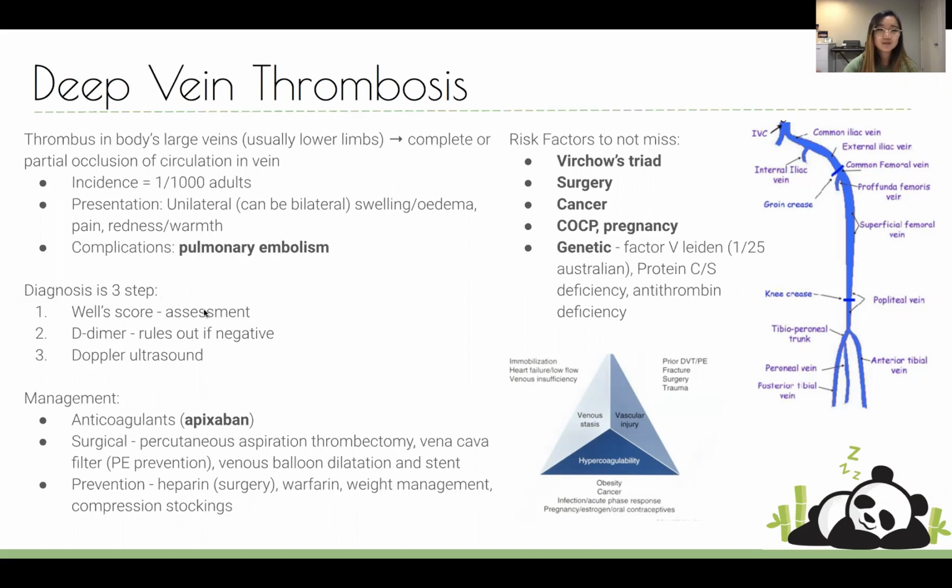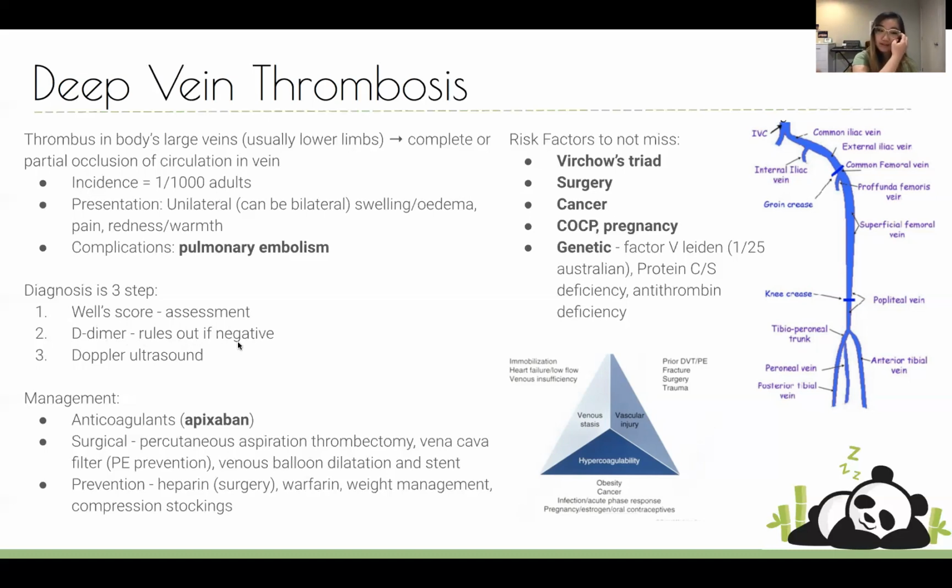Diagnosis is 3-step. You do a Wells score, and that's a risk score. A D-dimer if it's unlikely. And the thing with D-dimer is it rules out if it's negative, but if it's positive, then you don't know what it is. And that's because it's sensitive. So if it's there, it'll be positive, but it's not specific. And so it's not going to tell you what exactly it is.